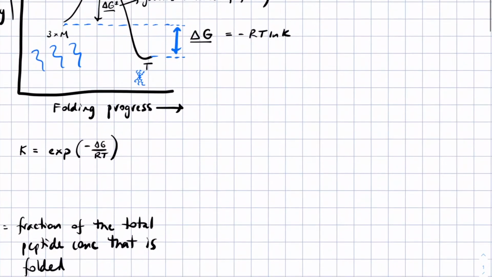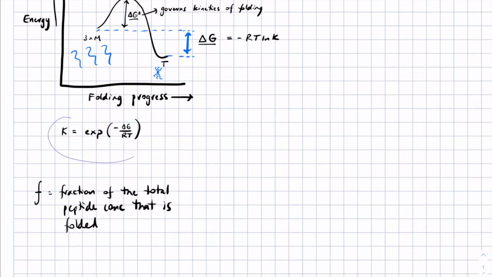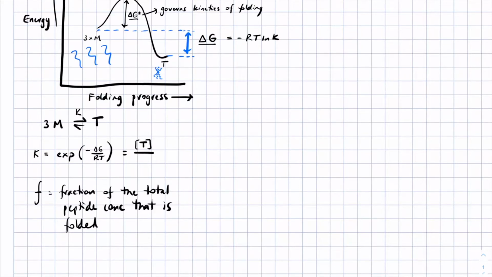Okay, so as before, the difference in free energy between the three unfolded monomers and the folded trimer is going to determine our equilibrium constant. And our equilibrium constant we're going to define in terms of delta G. But because we know that this equilibrium involves three monomers in equilibrium with a trimer, we can also define the equilibrium constant as the concentration of the trimer divided by the cube of the concentration of the monomer.